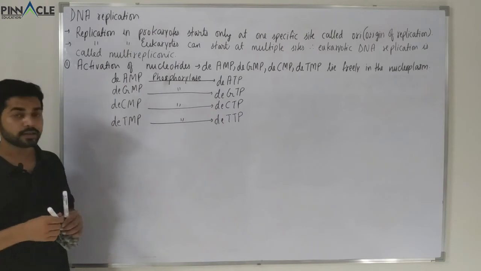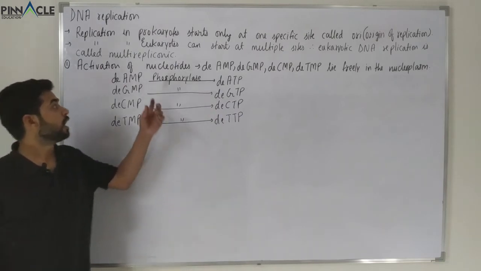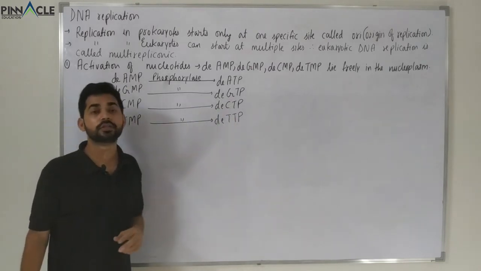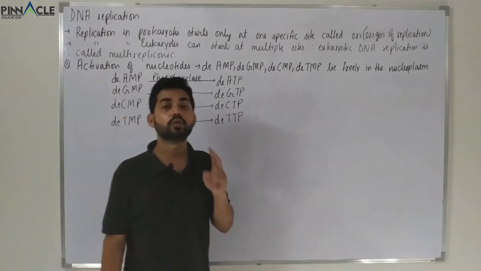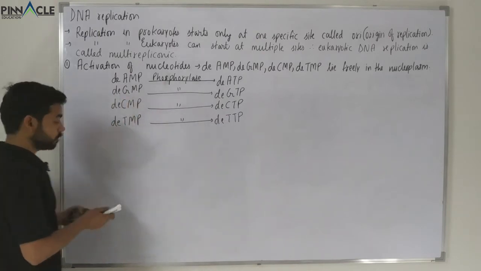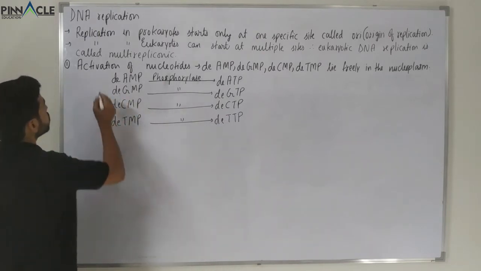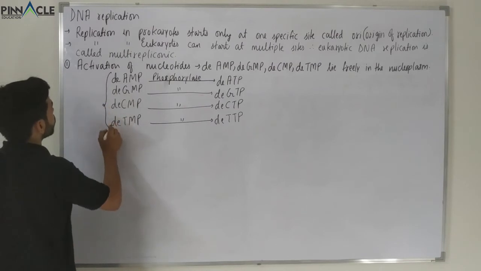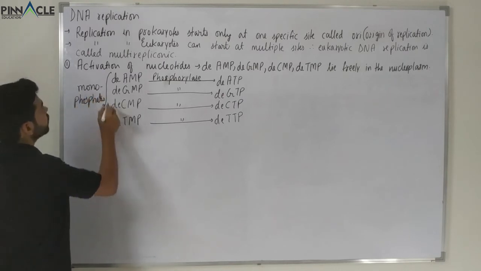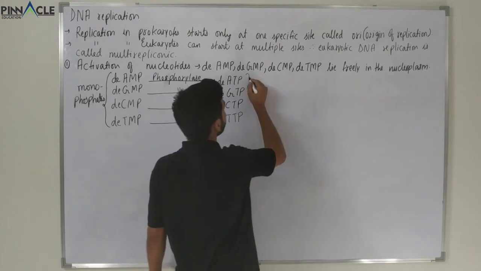So these are the bases that are activated, and how? Because it is monophosphate and it is triphosphate, it is very obvious that two phosphate groups will be added. These are monophosphates and these four are triphosphates.